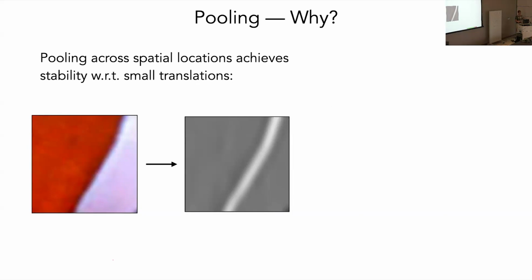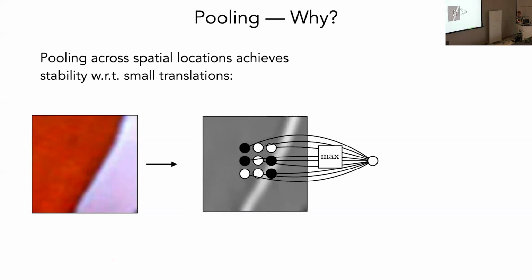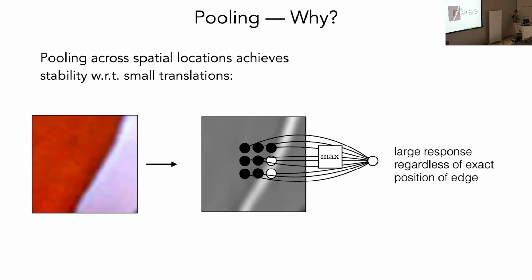So why? If you have pooling across spatial locations, you get stability with regard to small translations. So if you're finding these edges and you're taking a max, now as you shift it, you get a large response from that position, regardless of the exact position of the edge. So you get a larger response for edginess, almost by making sure that you're not too sensitive to the specific translation or scale or location of the pixels. So that's why you might do pooling. It does tend to add some robustness.